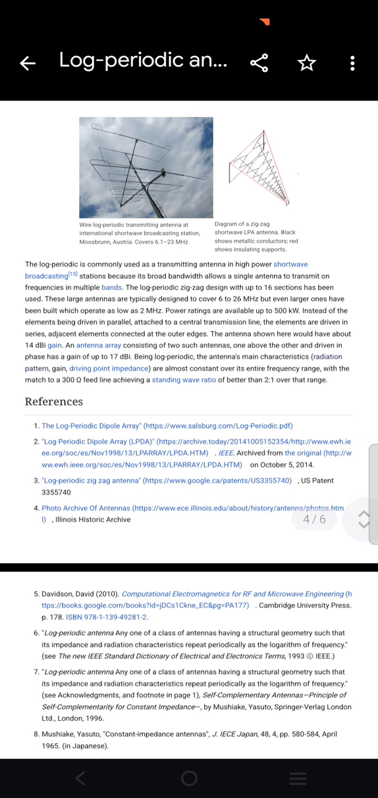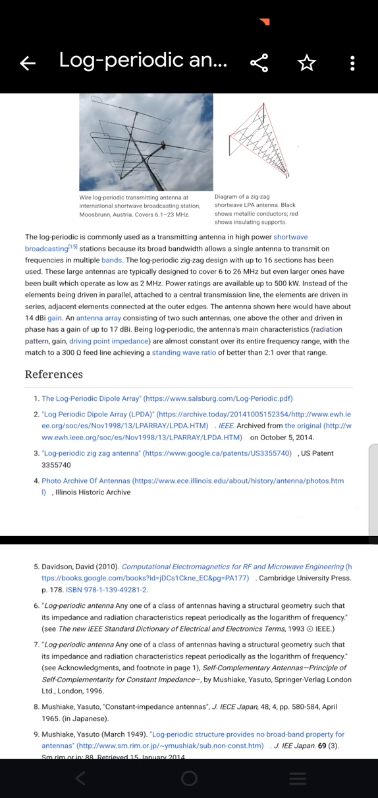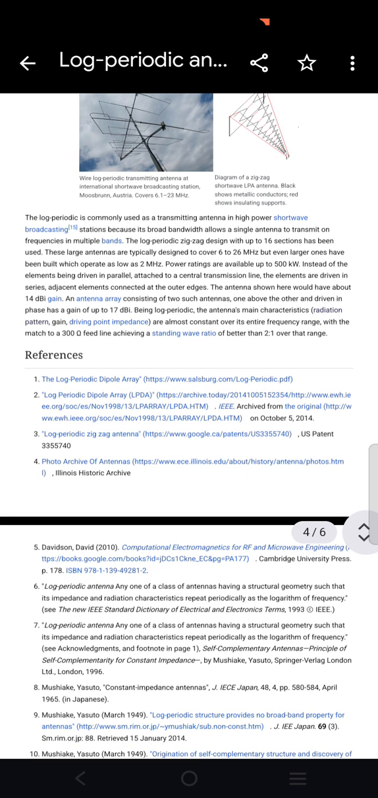The log periodic is commonly used as a transmitting antenna in high power shortwave broadcasting stations because its broad bandwidth allows a single antenna to transmit on frequencies in multiple bands. The log periodic zigzag design with up to 16 sections has been used. These large antennas are typically designed to cover 6 to 26 megahertz, but even larger ones have been built which operate as low as 2 MHz. Power ratings are available up to 500 kilowatt.